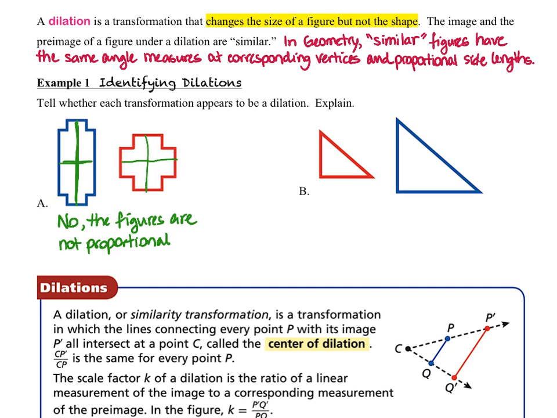so they're not proportional. When we come to the question on the right, these two triangles are exactly the same shape, just the blue one is bigger than the red one. So these are dilations of one another.